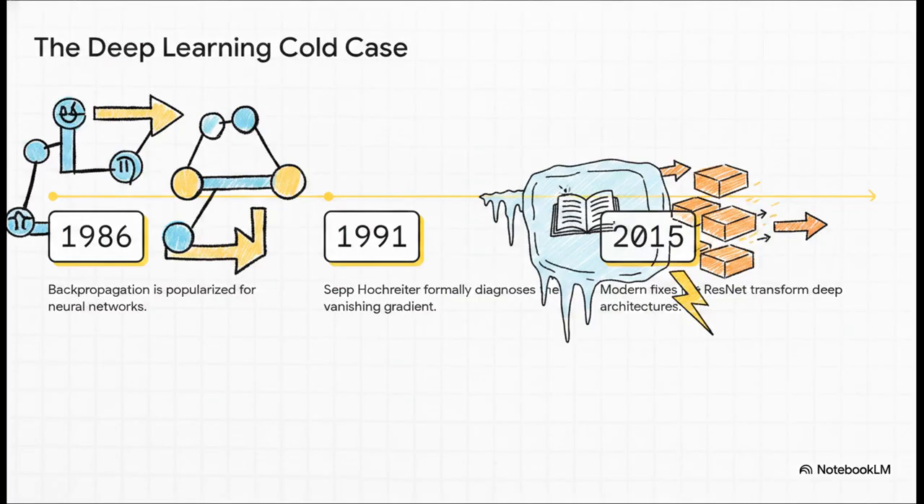Let's look at the timeline of this deep learning cold case. In 1986, researchers like David Rumelhart, Geoffrey Hinton, and Ronald Williams popularized backpropagation, the algorithm that actually makes deep learning possible. But almost immediately, that freezing problem began. And it wasn't until 1991 that a German graduate student named Sepp Hochreiter handed in his master's thesis at the Technical University of Munich. He mathematically proved exactly why these deep networks were eventually stopping. But because the thesis was written in German, it went largely unread for years, and the AI winter just dragged on. Honestly, it wouldn't be until the mid-2010s, with things like ResNet, that the field finally bypassed this bottleneck.